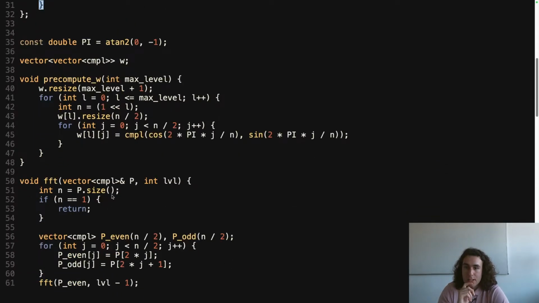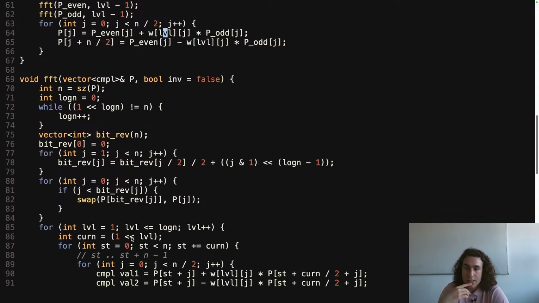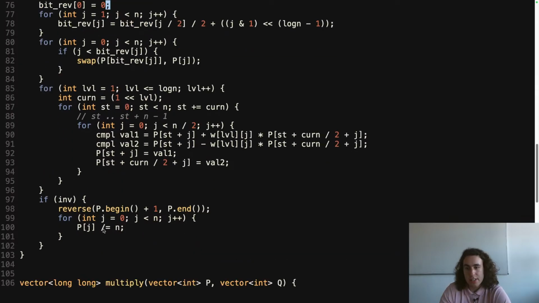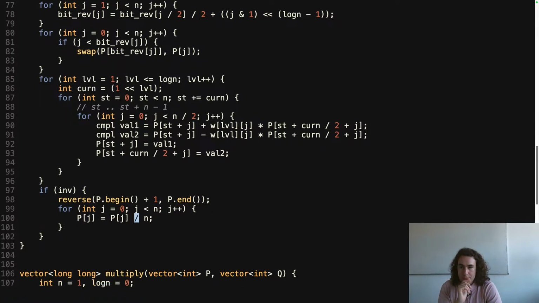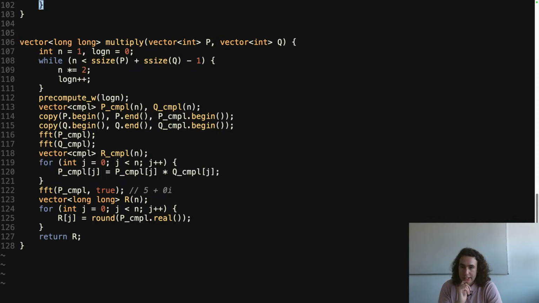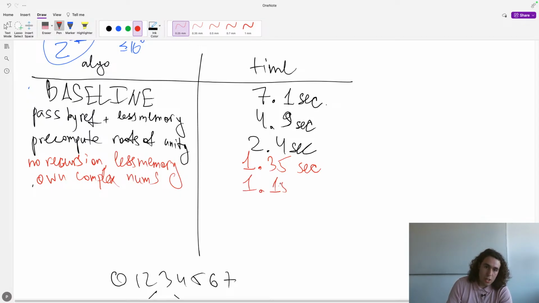I think this should be enough. Let's see. Create a complex number here, we multiply, subtract, something like that. Here we don't have divide equal, so let's just write p[j] over n. If you have time, you can add more stuff to that struct that I created. I think everything that we needed we implemented. And now, surprisingly, if we use our own complex numbers, this drops to 1.15 seconds.